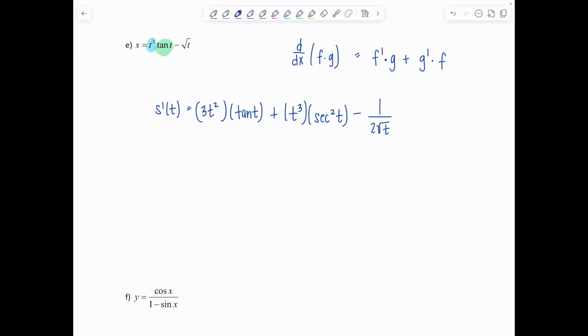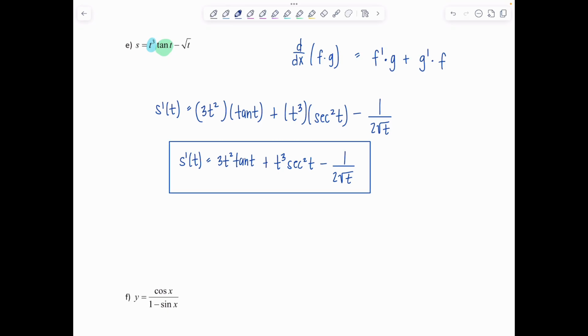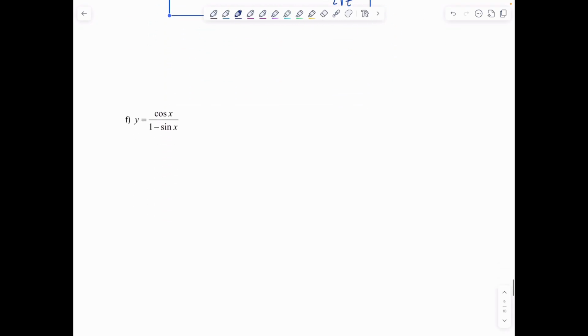I don't know, do we clean this up more? I don't think so. I think it looks great. Let's just leave it alone. 3t squared tan t plus t cubed secant squared t minus... I wouldn't factor. I know you're probably like, you told me to factor. I wouldn't factor the t squared out because you can't factor it out from everybody. So let's just leave it and call it a day. Okay, last one's so gorgeous. Oh, it's not the last one, I'm lying. We have 2 more. Okay, this one's so gorgeous though.